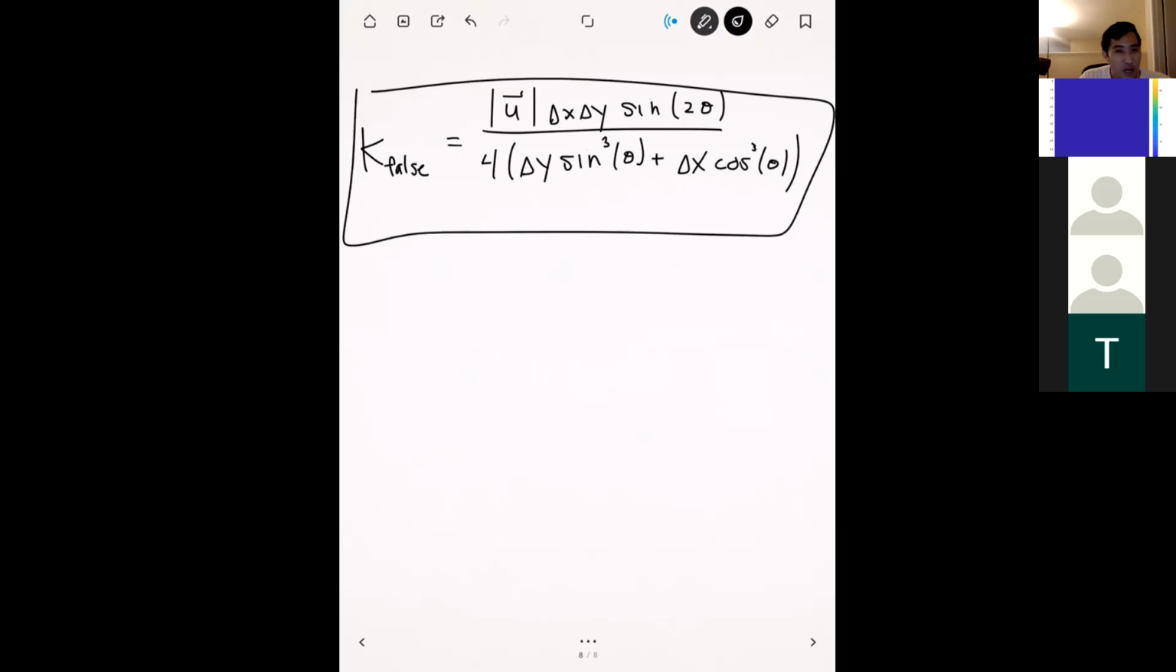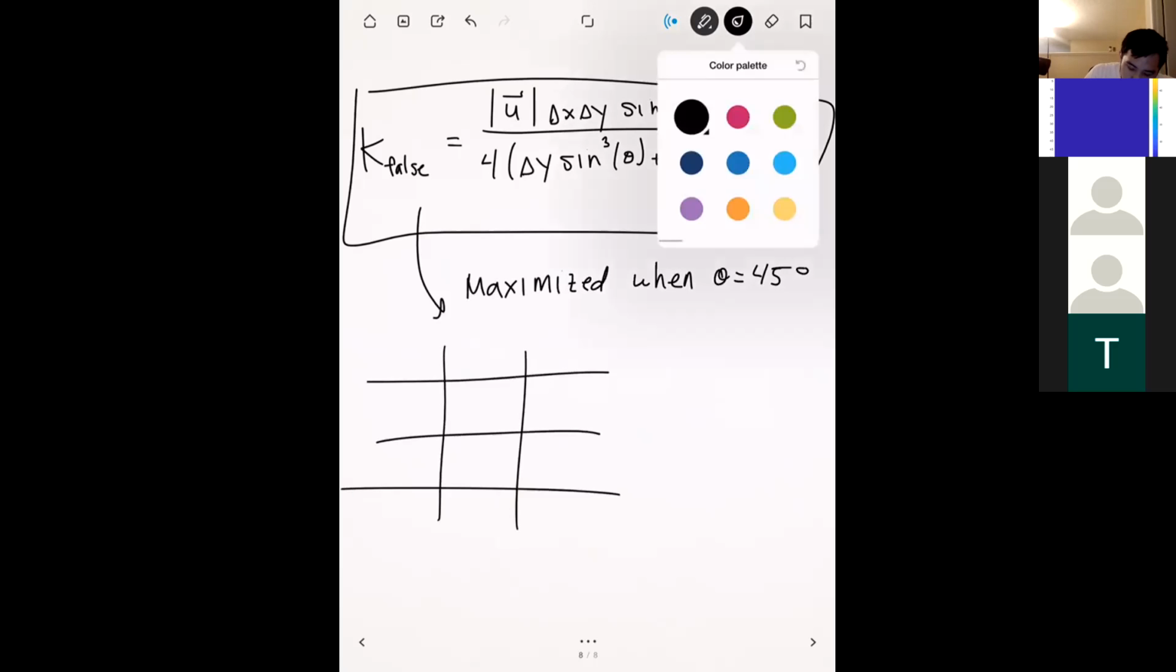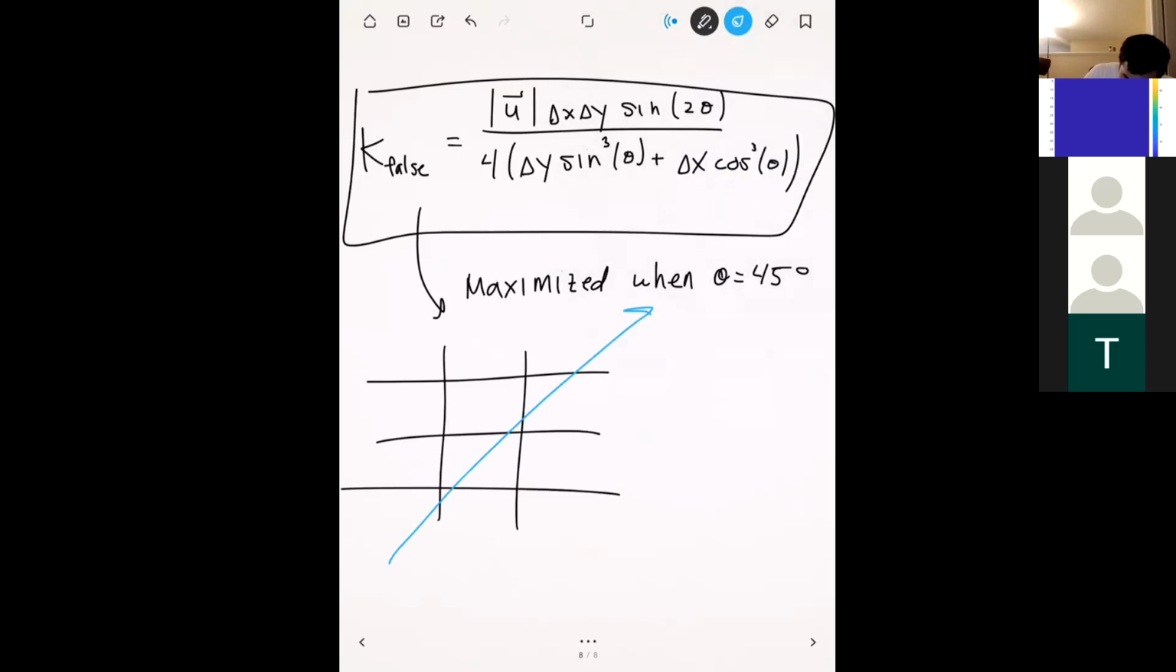And so you would never compute this, but the point I wanted to make is that false diffusion is maximized when theta is equal to 45 degrees. By theta, I mean the angle between our velocity vector and our grid. So if our grid looks like this, and then our velocity goes like this, theta would be this angle right here. When that angle is 45 degrees, this false diffusion is maximized, and we get this cross-stream diffusion effect.